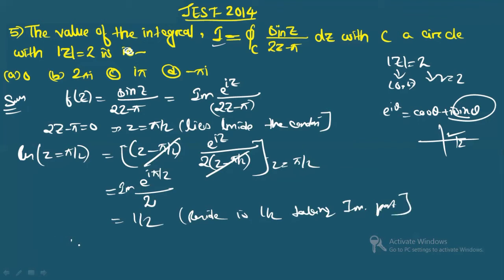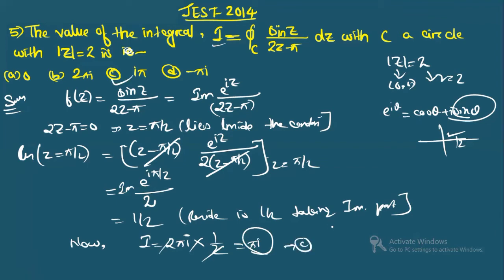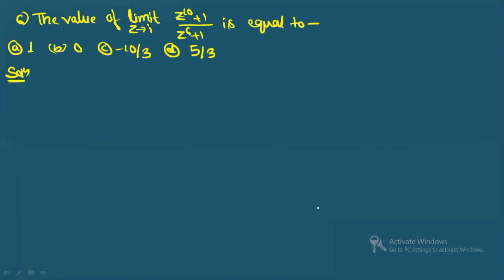So finally, I will be equal to 2 pi i into 1 by 2, this is the residue. 2 and 2 get cancelled. It is just pi i. All right, so the answer is option C. Clear? You have to just see the pole and solve.